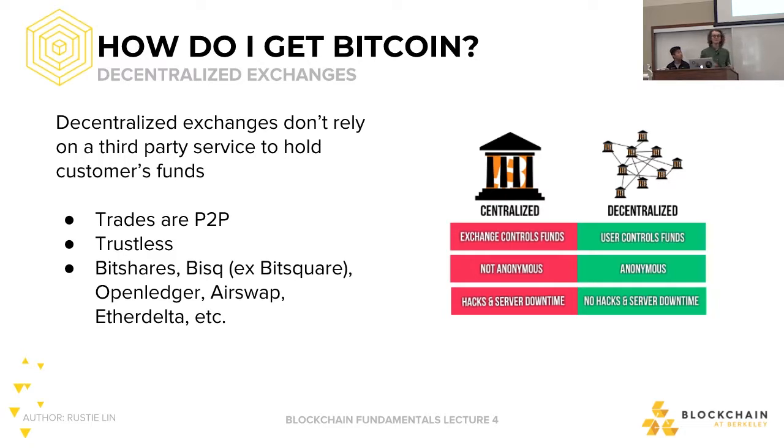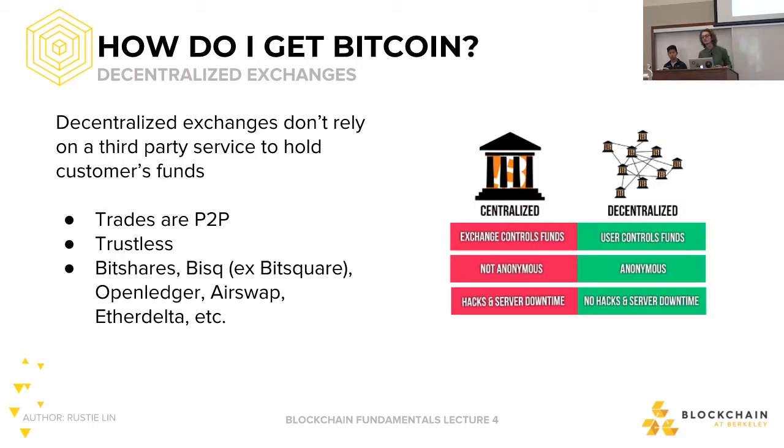But the idea is a centralized exchange, it's got those centralized points of failure, but it's usually easier to use. A decentralized exchange, it's all on you. You're the point of failure. So if you make a mistake, you could lose your money. There's nobody to hold accountable. But you also don't have to worry about somebody else making a mistake and losing your money. So it's really a trade-off.